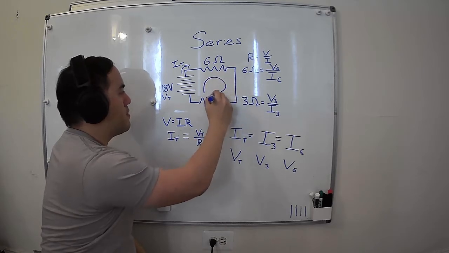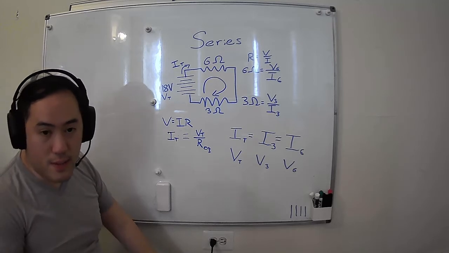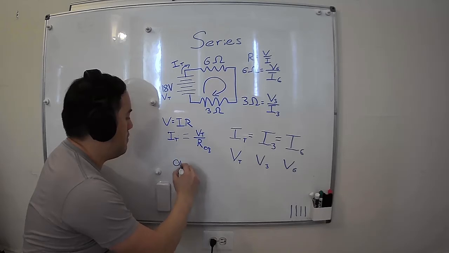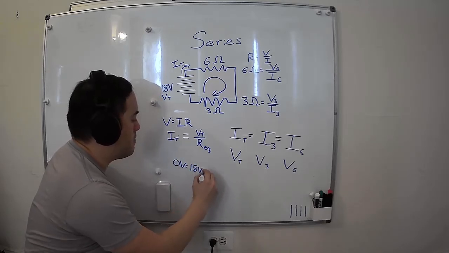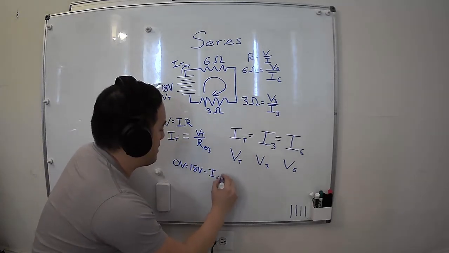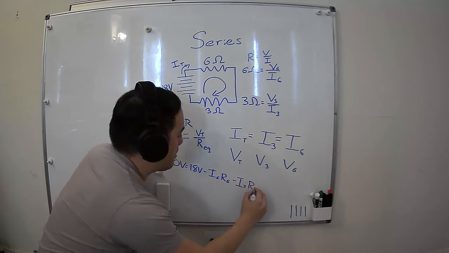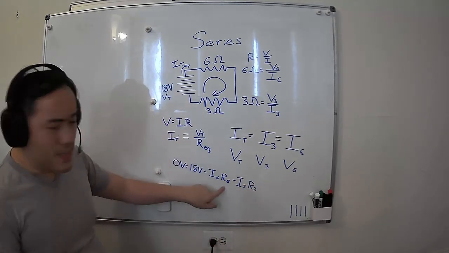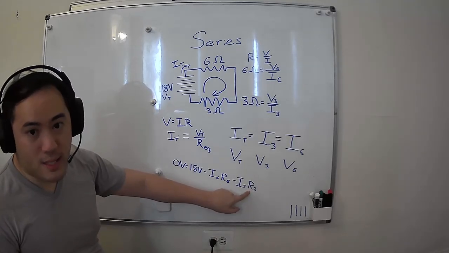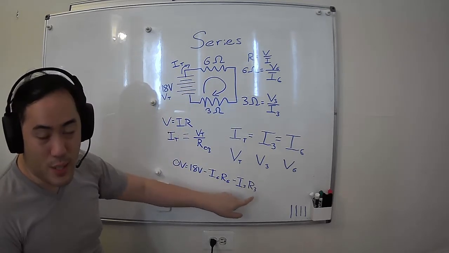Here's my loop. The whole loop will have a change of voltage of 0 volts. So 0 volts equals 18 volts minus I6 R6 minus I3 R3. R6 is the resistance of the 6 ohm resistor. R3 is the resistance of the 3 ohm resistor, which I know. It's 6 ohms and 3 ohms. R6 is 6, R3 is 3.